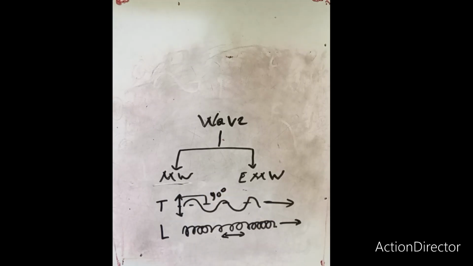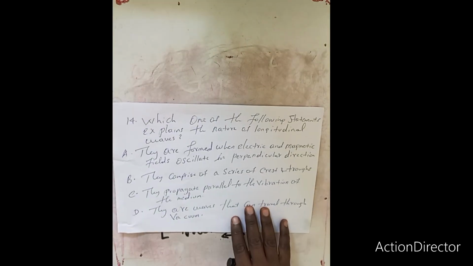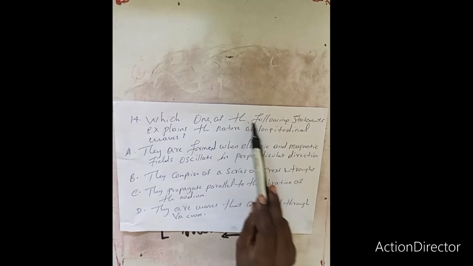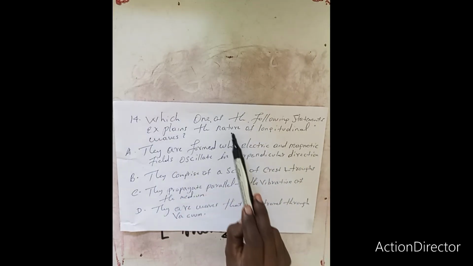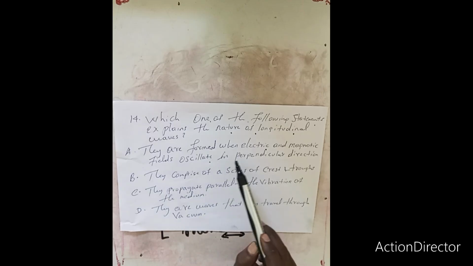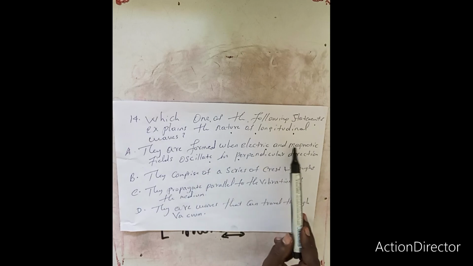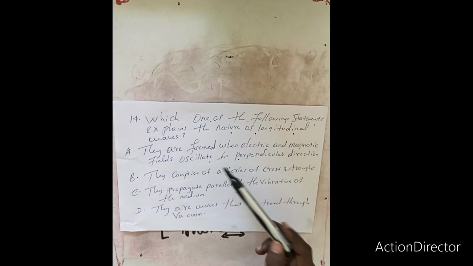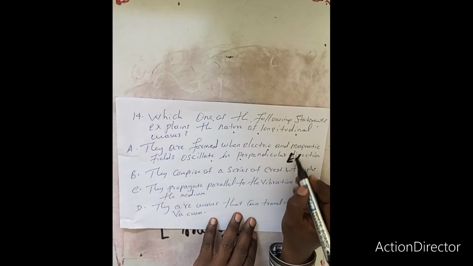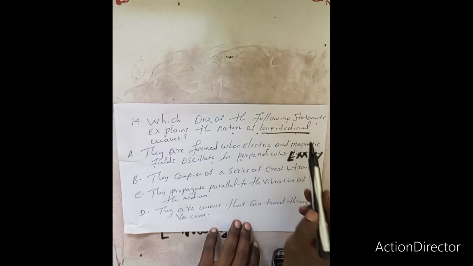So having this in mind, let's look. An example of electromagnetic wave is light. An example of mechanical wave is sound. So question number 40, which one of the following statements explain the nature of longitudinal wave? They are formed when electric and magnetic field oscillate in perpendicular direction. So the electric and magnetic field oscillation is one of the nature of transversal wave. So that is an example of electromagnetic wave. So it's not longitudinal wave. It does not explain the nature of longitudinal wave.